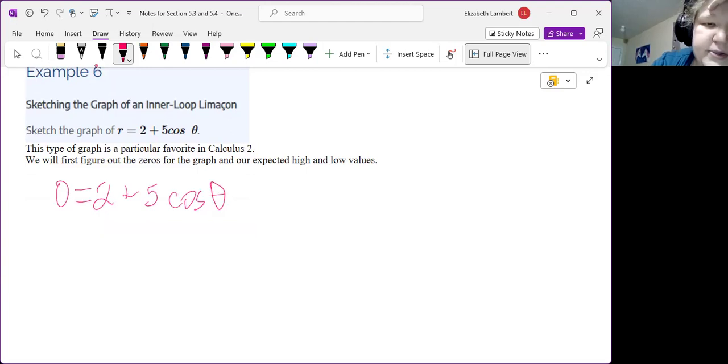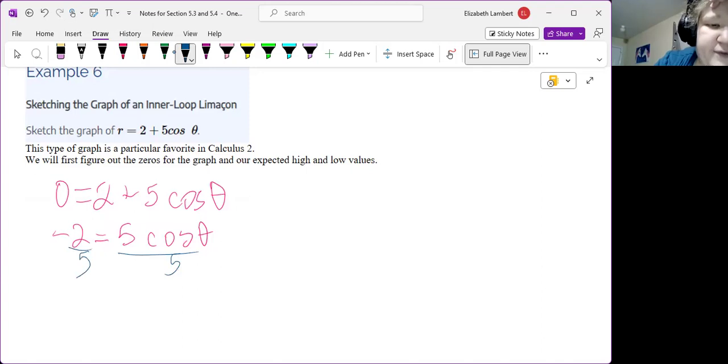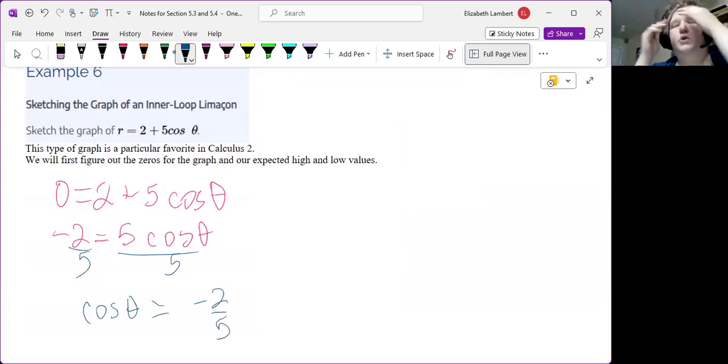All right, so 0 equals 2 plus 5 cosine theta. So we minus the 2, and divide by the 5. I'm going to flip my order. So I have cosine of theta equals negative 2/5. All right, so this negative 2/5 is not a number on our pretty unit circle chart. So this is not a pretty angle answer. This is going to be some ugly numbers. But they are numbers we can figure out.